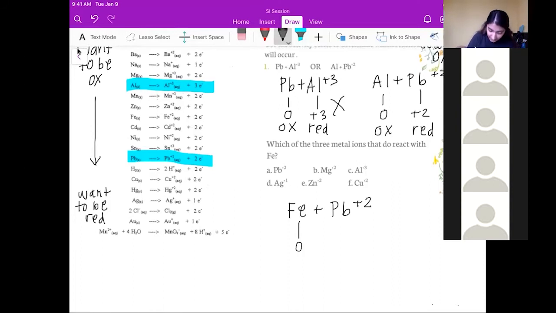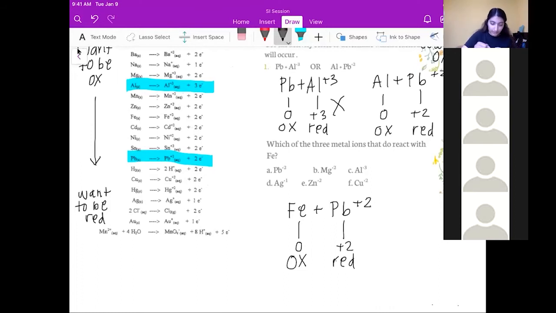0, correct. And Pb plus 2, just its charge. And so since Fe is a metal with a charge of 0, would it be getting oxidized, want to be oxidized, or want to be reduced? Oxidized, correct. And by default, that would just mean Pb plus 2 is getting reduced.